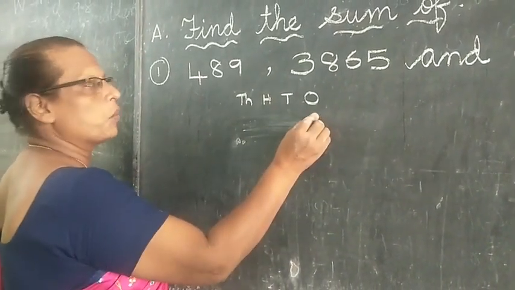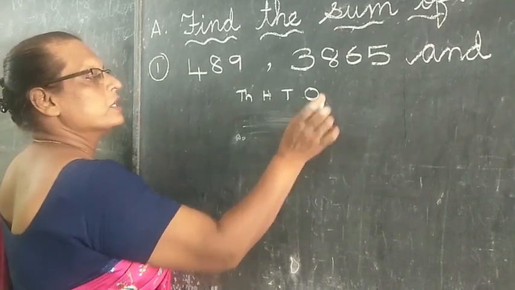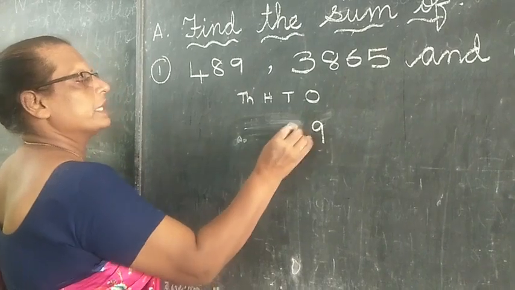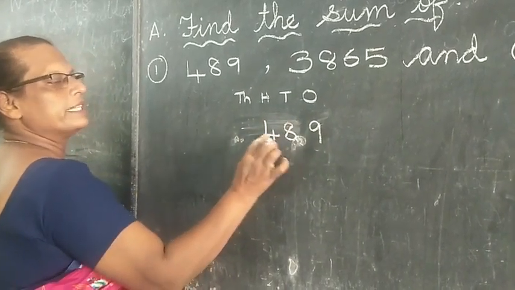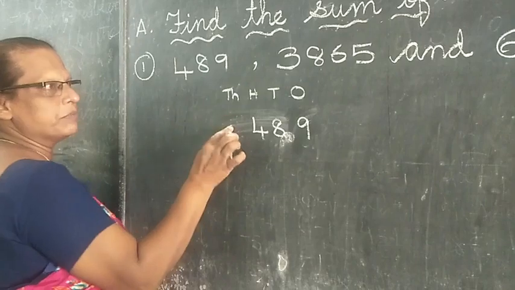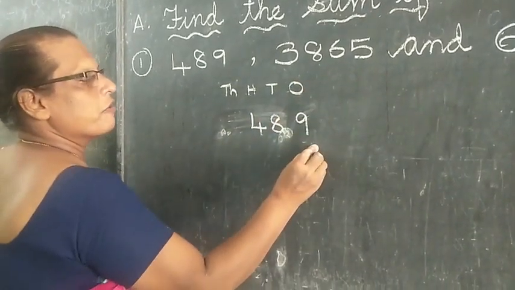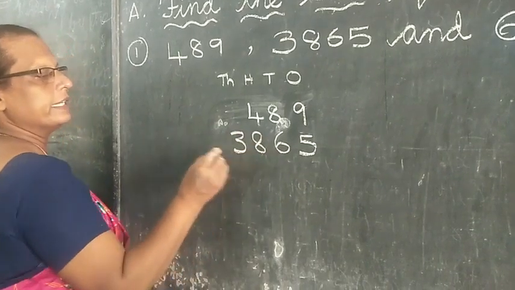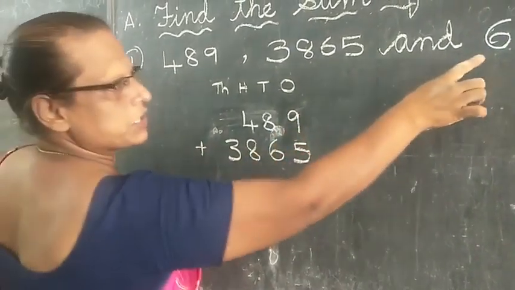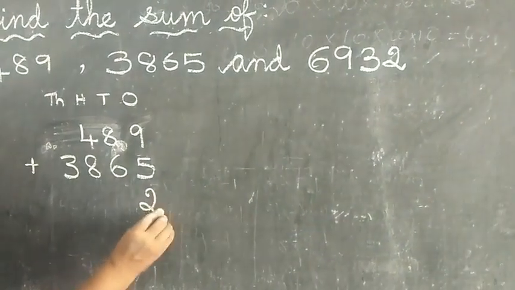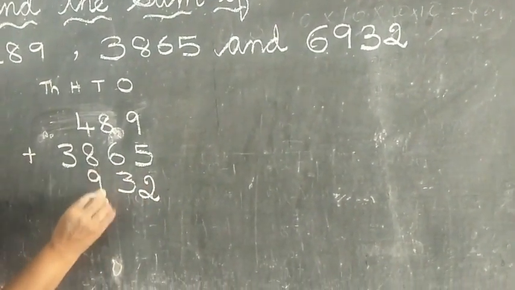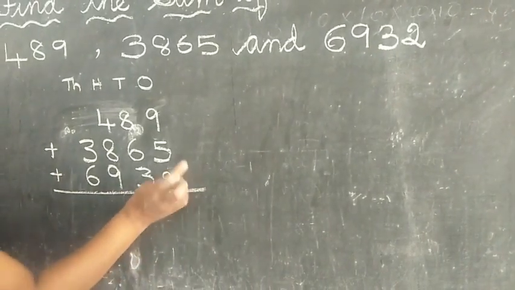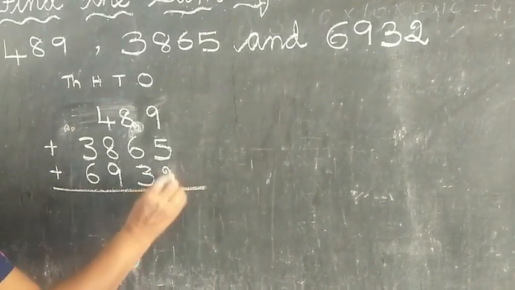You have to start from the ones column. 9. You can write a little down so that you can put the carry over here: 9, 8, 4. Only till hundreds space you have to write, the thousands should be empty. And now the next one 5, 6, 8, 3. And then the last one 2, 3, 9, 6. Here also the addition sign should be there. Now what you have to do, children? You have to add.